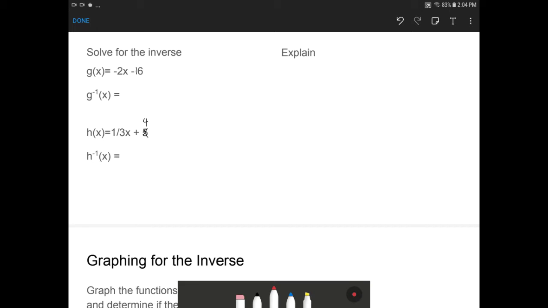So I'm going to do x equals negative 2y minus 16. So x plus 16 equals negative 2y. Then it's going to be negative 1/2 x minus 8 equals y. So that's the inverse here.